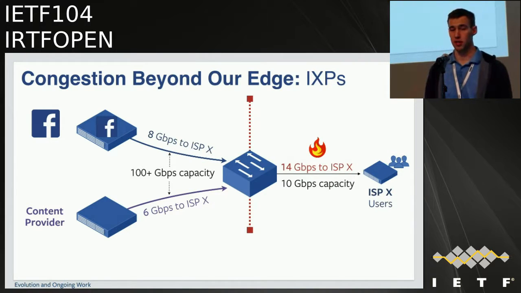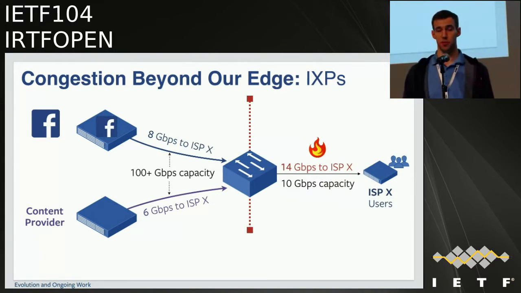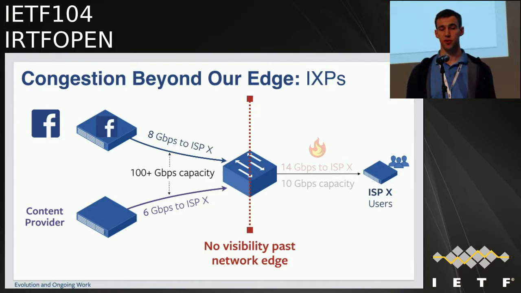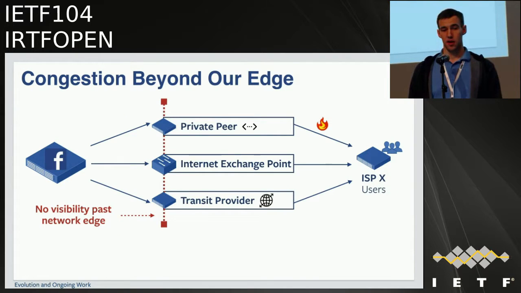Now, the key problem here is that these networks on the left, Facebook and this other content provider, have no visibility past their network edge. They have no understanding of what that other network's circuit capacity is downstream. And even if they did, they can't see each other's traffic. From Facebook's perspective, 8 gigabits per second is fine for a 10 gigabit per second link, and likewise for the other content provider. Now, this isn't just a problem for internet exchange points. It's anywhere past your network edge, you simply lack visibility. I can't see into what a private peer or an internet exchange point or a transit provider has as problems downstream.